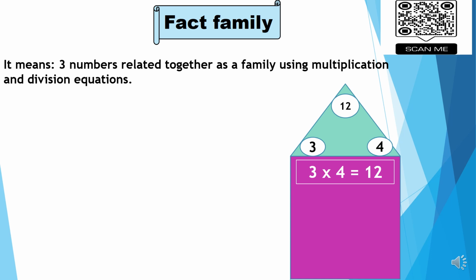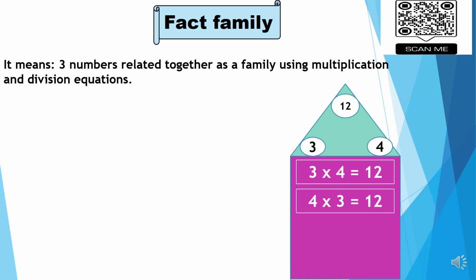With these three numbers. We studied it before and we called it the commutative property. So we said in the first 3 times 4, we will say now 4 times 3 equals 12. So we have here two multiplication equations. We will have now two division equations.